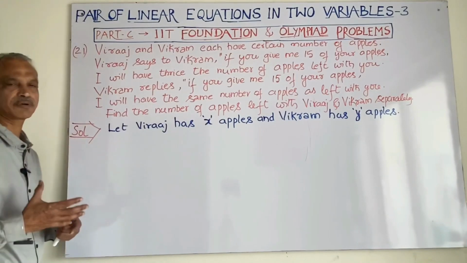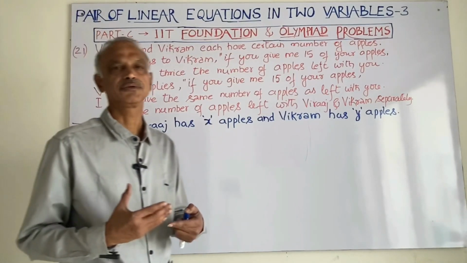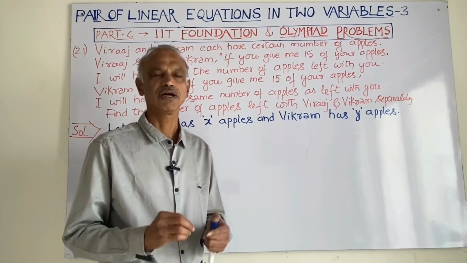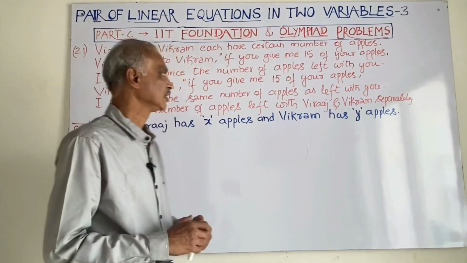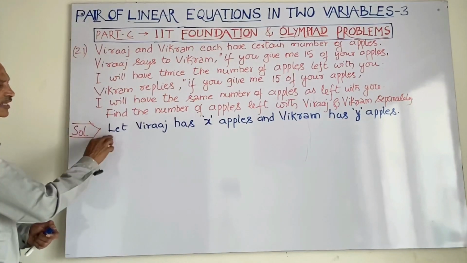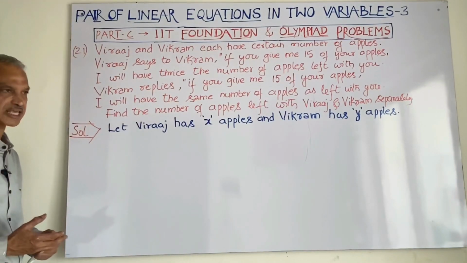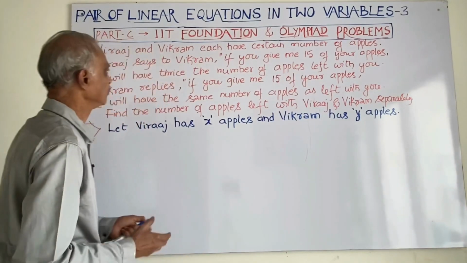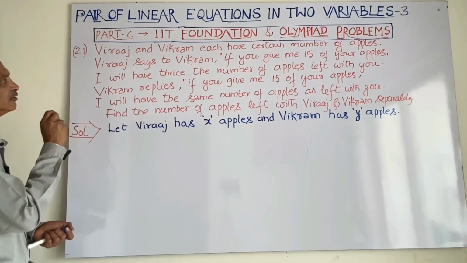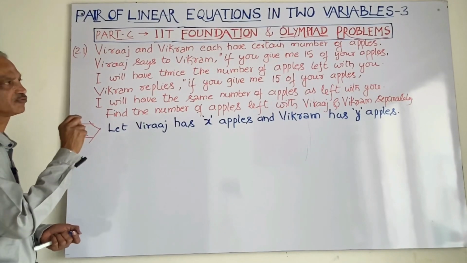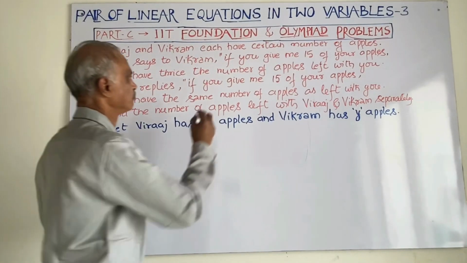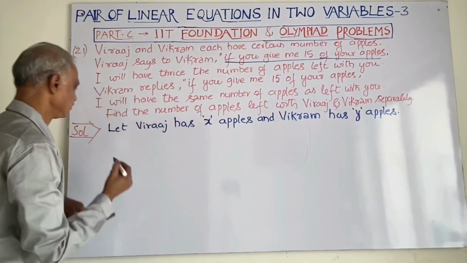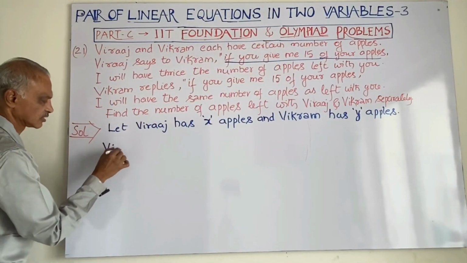See, if you look at the problem, you think that this is a difficult problem, but it is very easy. You have to use your brain. First, let Viraj have X apples and Vikram have Y apples. Now you read, Viraj says to Vikram, if you give me 15 of your apples, I will write first what Viraj says.